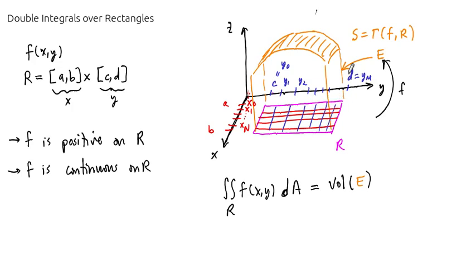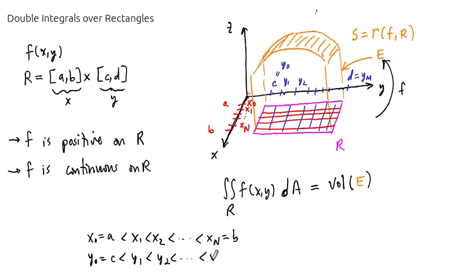And both of these partitions have to obey the same rules that they did in Calc 1, which is that x0 has to be the starting point A, has to be less than x1, less than x2, etc., until we get up to the final one. X sub capital N has to be B. And then the same must be true for the y's. So y0 has to be C, and then these have to be increasing. So these are acceptable partitions of our intervals. Again, we are just chopping these up, partitions.